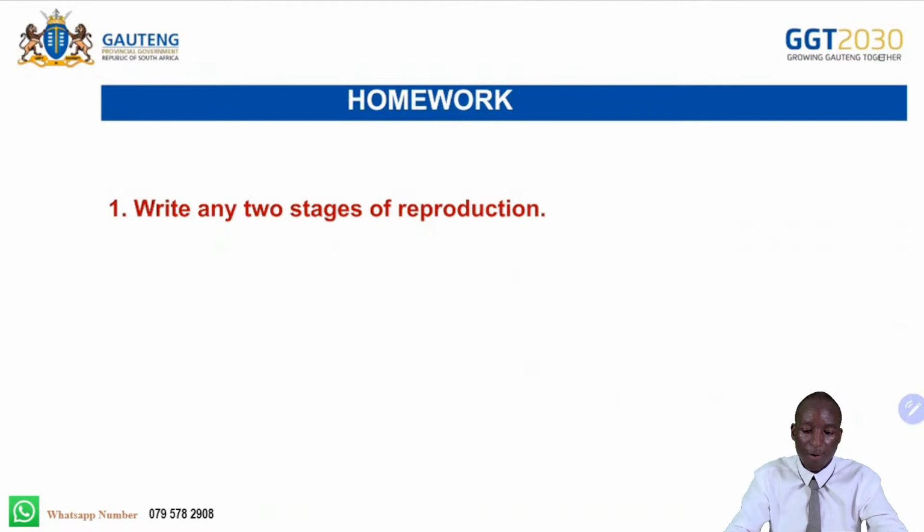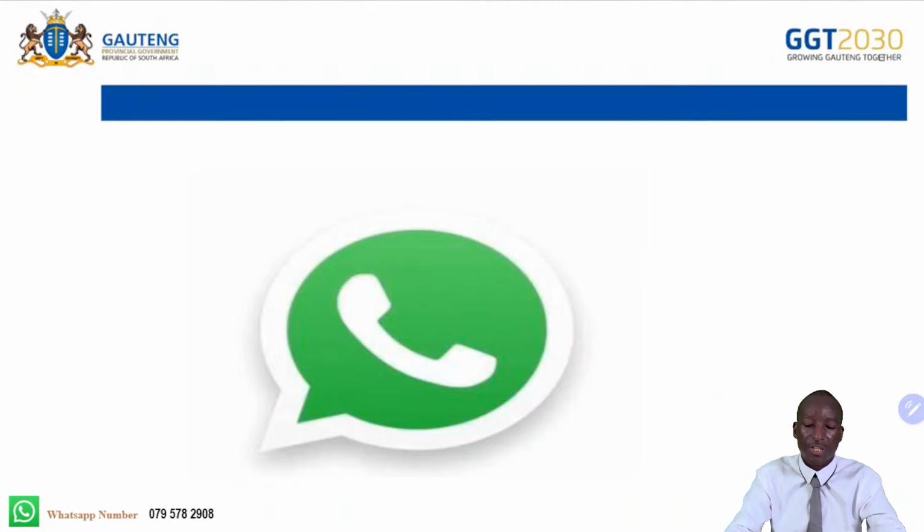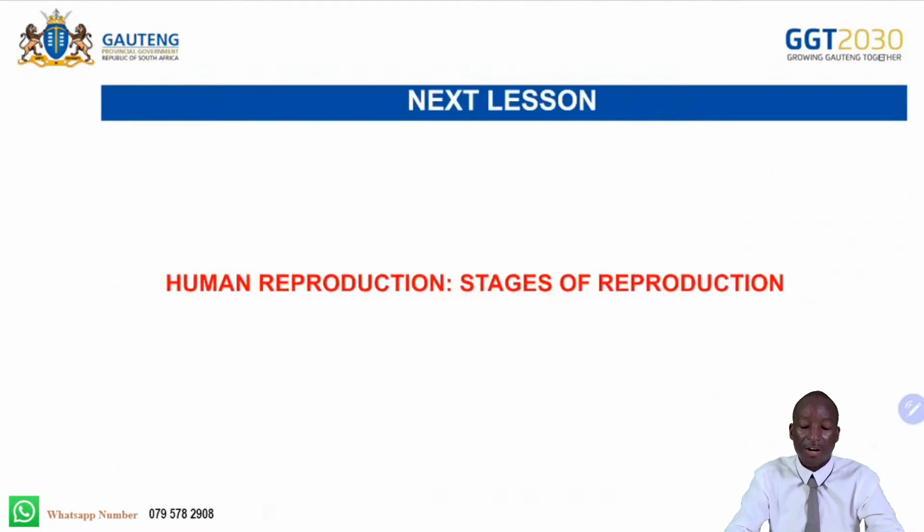Now, the homework: you are going to write down the homework question. When you come for our next lesson, be prepared, and go find out more about this homework. It's just one question: write down 2 stages of reproduction. Remember to communicate with us through our WhatsApp number 079 578 2908. In our next lesson, we're going to be looking at human reproduction, this time around, the stages of reproduction. So go find out more about it and come ready for the next lesson.